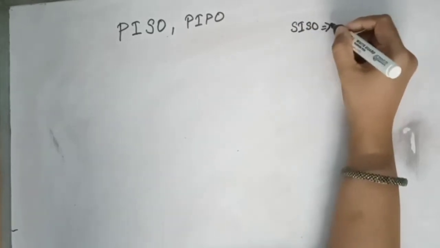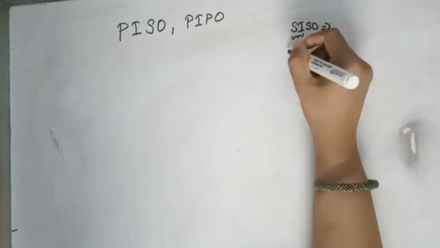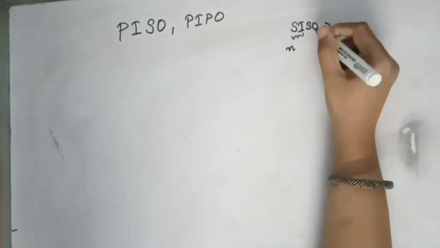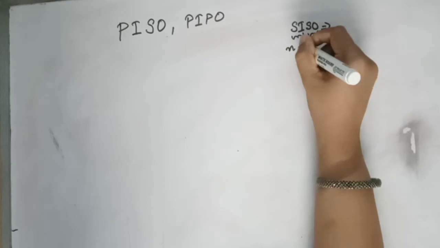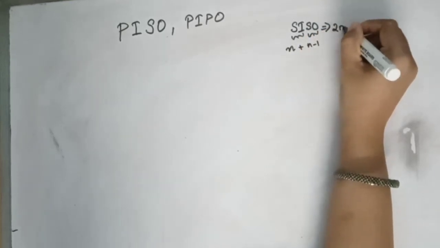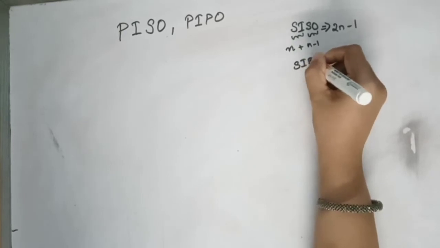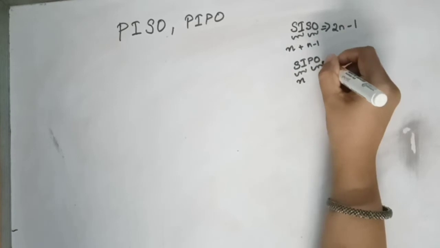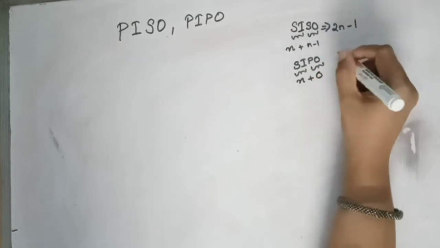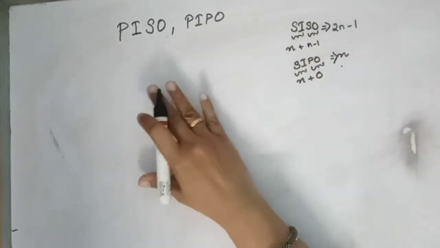So we know that in SISO, for SI we need n clock cycles, and for SO we need n minus 1 clock cycles. So this is 2n minus 1 clock cycles. And in SIPO, for SI we need n clock cycles, and for PO you don't need any clock cycle. So this requires n clock cycles. Next we'll see the PISO and PIPO.